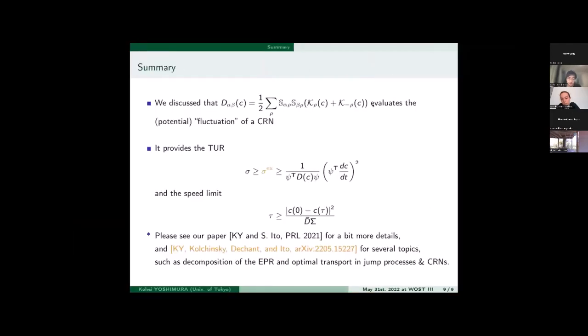And this is a summary. Also, in addition to the results I presented now, we prove a refined, tighter bound for this excess entropy production rate in this paper. So please check it. And also please check this PRA paper for a bit more details, including the proof of the speed limit. Yeah, thank you for listening.